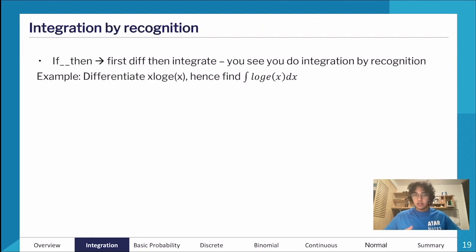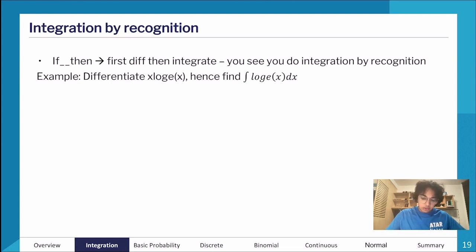Okay, integration by recognition. Integration by recognition is a really common question type. It's not a particular topic per se, but it's a really common question type. I've definitely seen it in a bunch of exam ones in particular. Why exam ones?